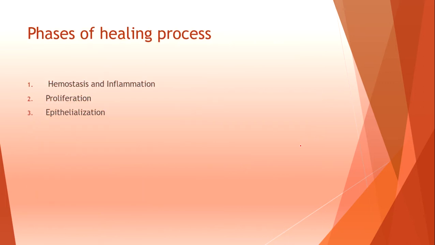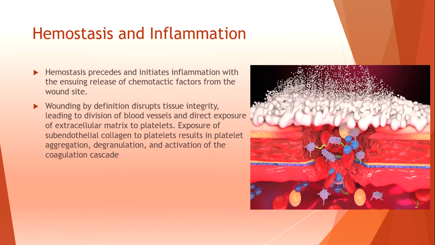Phases of the healing process. We have three major phases. First is hemostasis and inflammation, second proliferation, and then epithelialization, which leads to scar. In the first phase, hemostasis and inflammation, hemostasis precedes and initiates inflammation with the ensuing release of chemotactic factors from the wound site. Wounding, by definition, disrupts tissue integrity, leading to division of blood vessels and direct exposure of extracellular matrix to platelets. Exposure of subendothelial collagen to platelets results in platelet aggregation, degranulation, and activation of the coagulation cascade.